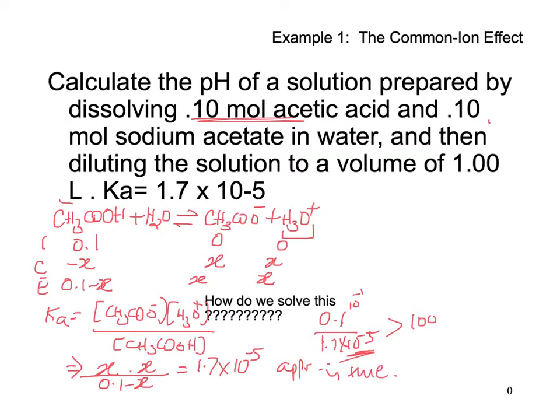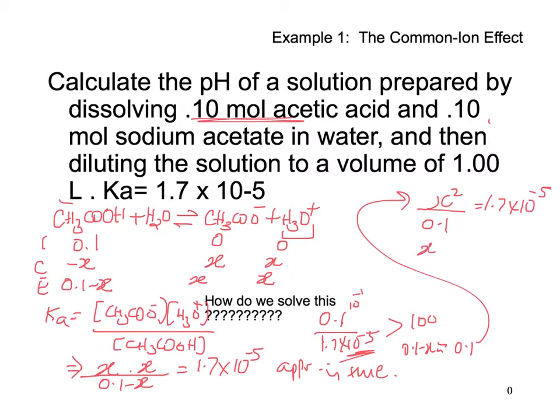And if the approximation is true, we can say that 0.1 minus X is approximately equal to 0.1. And so one can say X squared divided by 0.1 is equal to 1.7 times 10 to the negative fifth, or X is equal to the square root of 1.7 times 10 to the negative sixth. All I have done here is multiply both sides of the equation by 0.1 and then take a square root of both sides. I'm just going to do a ballpark because I know that the square root of 1.69 is 1.3. So this is going to be 1.3-ish times 10 to the power of minus 3 molar.